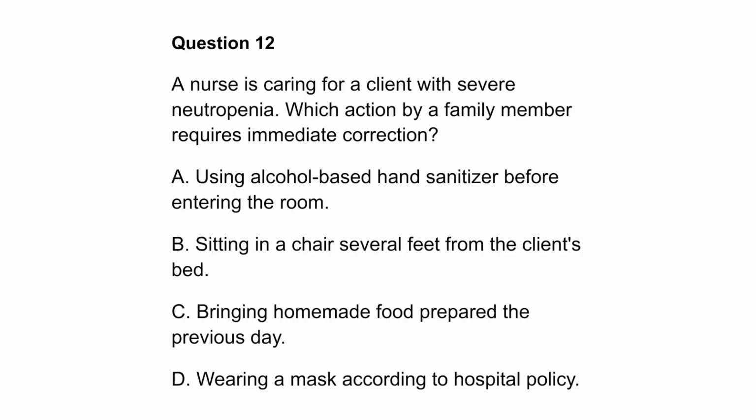Question 12. A nurse is caring for a client with severe neutropenia. Which action by a family member requires immediate correction? A. Using alcohol-based hand sanitizer before entering the room. B. Sitting in a chair several feet from the client's bed. C. Bringing homemade food prepared the previous day. D. Wearing a mask according to hospital policy.